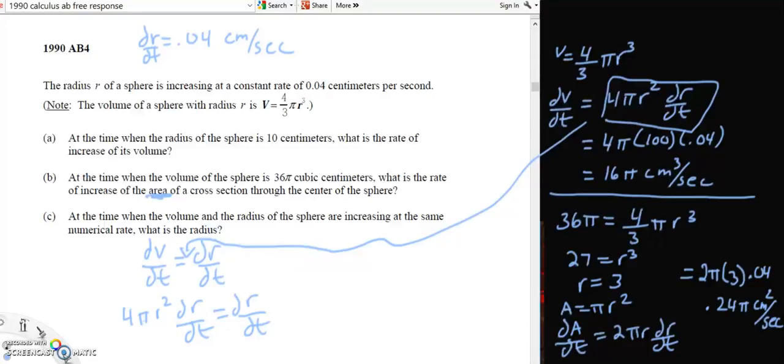We're going to divide both sides by dr dt. So now we're going to get 4 pi r squared equals 1. r squared equals 1 over 4 pi. You're now going to take the square root of both sides. So you're going to get 1, the root of 4 is 2, root of pi is, don't really care, cm. Okay, I hope this video helped.